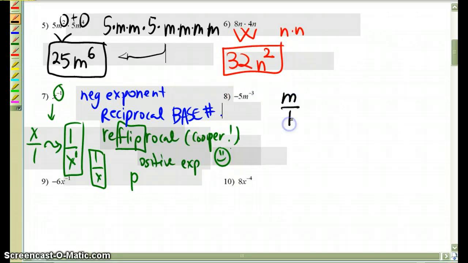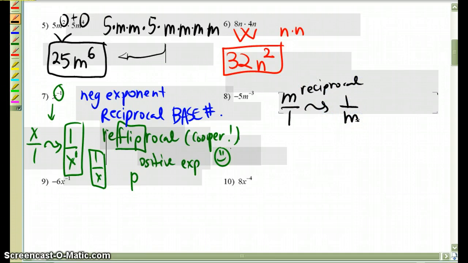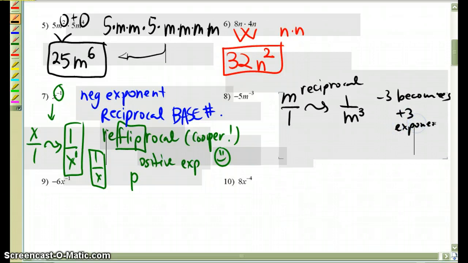So I'm just going to take the reciprocal of m over 1. So the reciprocal of that would be 1 over m. And then the negative 3 would be at the corner of m. So that's going to actually turn into a positive 3. So negative 3 becomes a positive 3 exponent for the m.